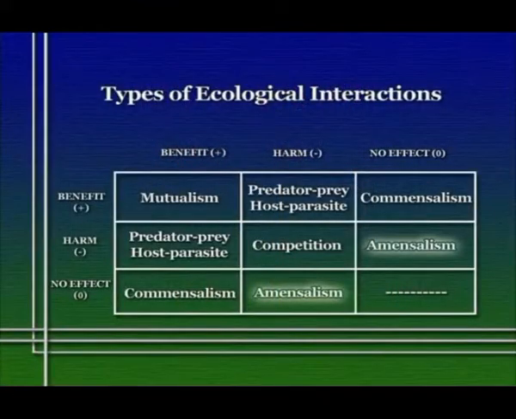Well, finally, another kind of interaction that I want to mention is the case in which one species is harmed by its interaction with another, but the second species is again unaffected. We call this kind of ecological interaction amensalism.